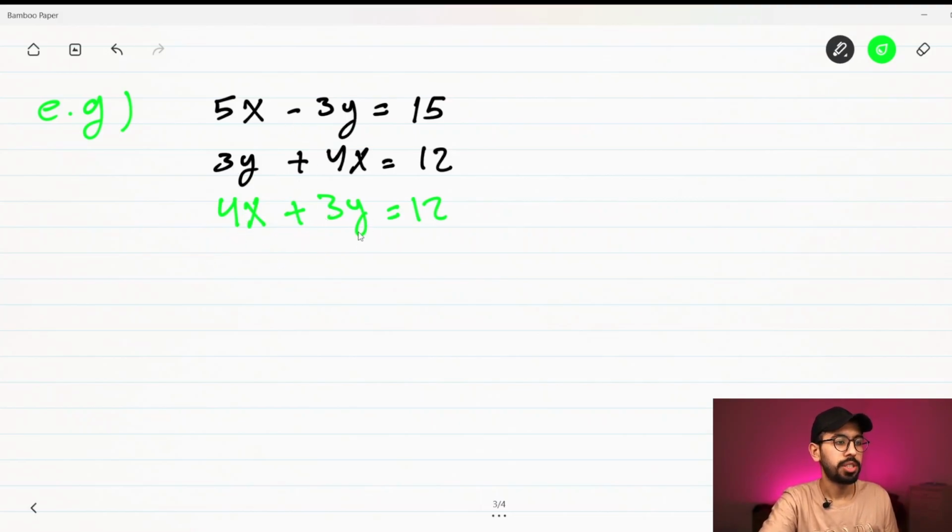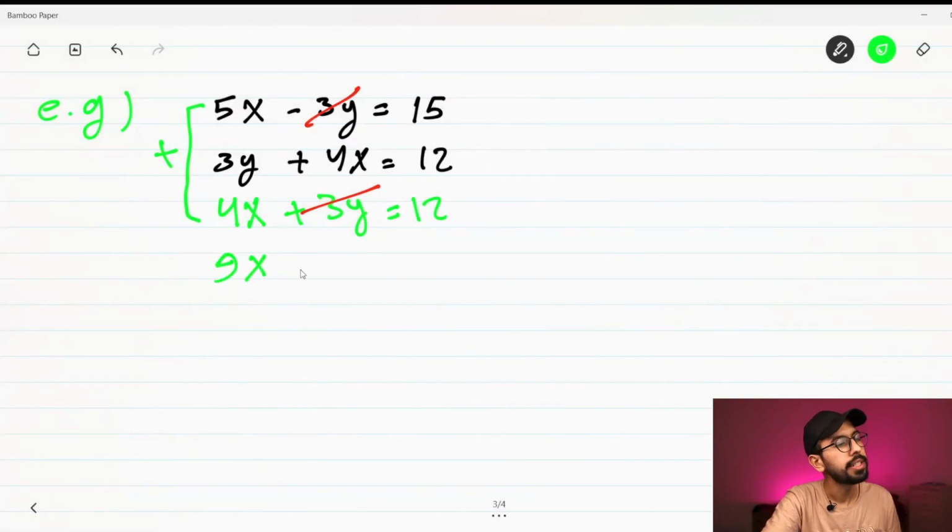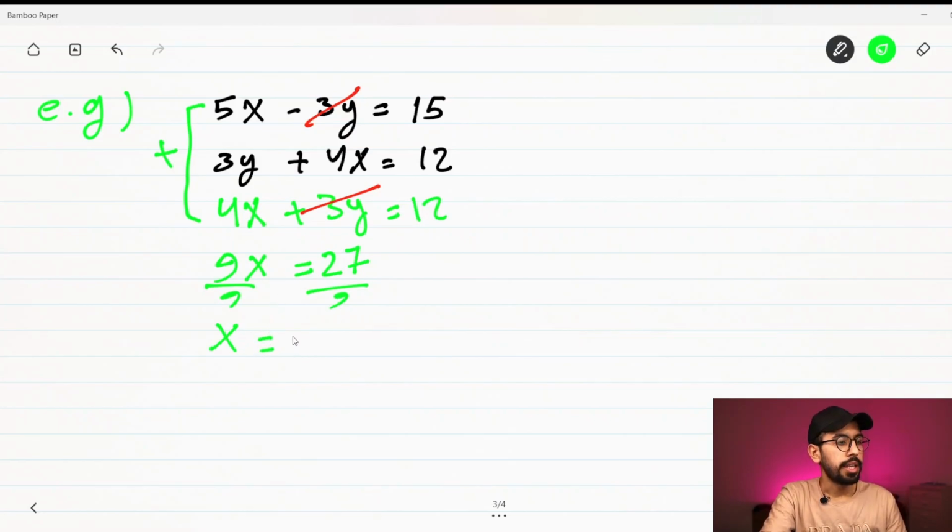Now we have minus 3y and positive 3y. That means we need to add these two equations together so that the minus 3y and positive 3y eliminate each other, and that's exactly what happens. This minus 3y will go with this positive 3y, and we will have just 5x plus 4x, which is 9x, equals 15 plus 12. We put the two equations here, 15 and 12, and we have 27. Then we need to leave this x alone, so we divide both sides by 9. Our x will be equal to 3. Our x equals 3.